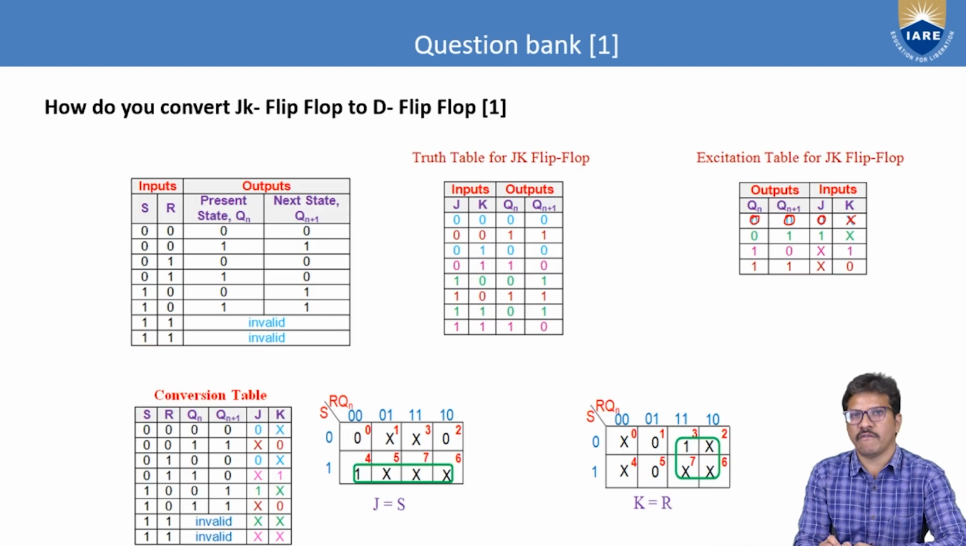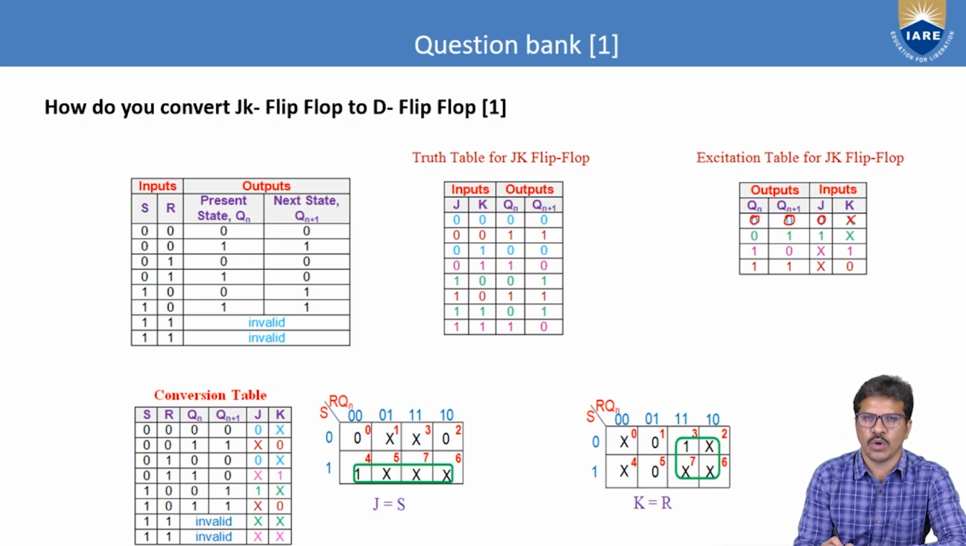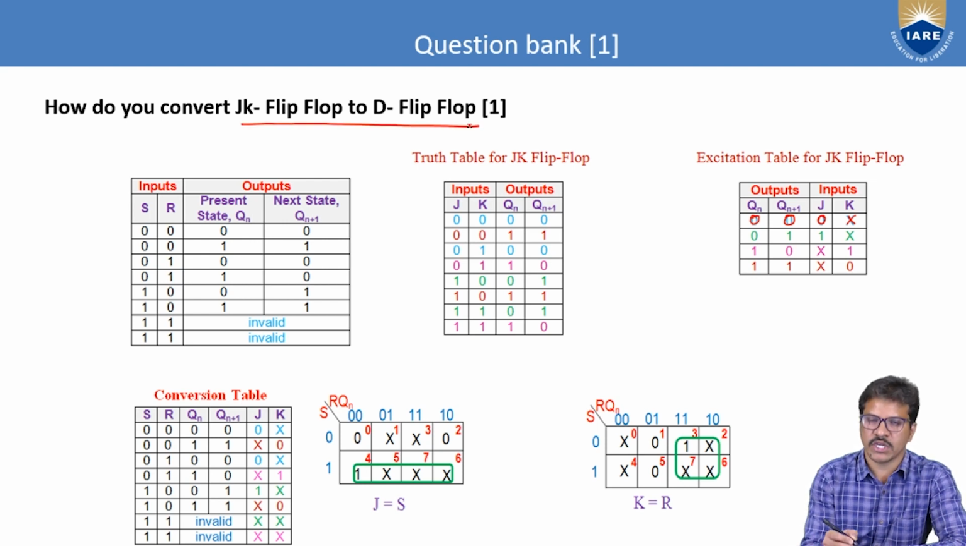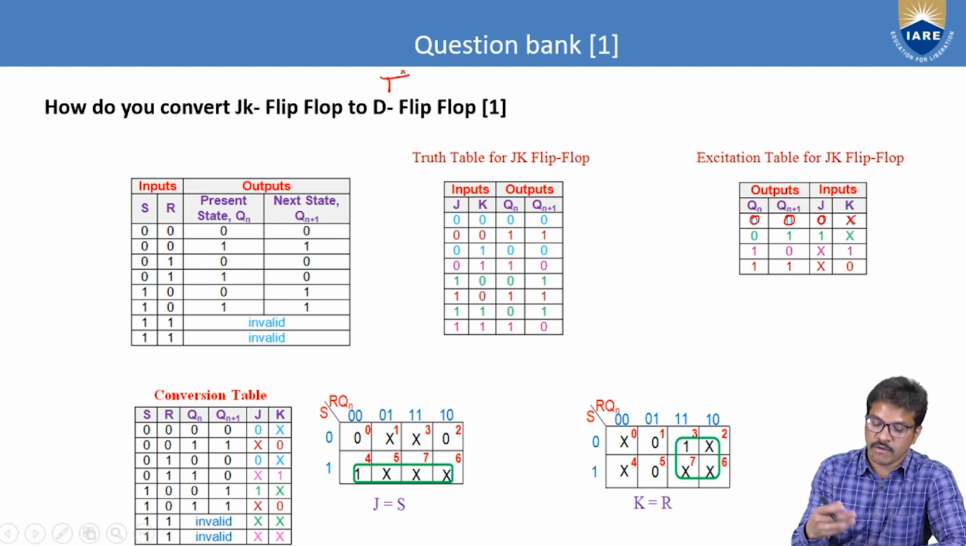Then the second type of question coming from this model is how do you convert a JK flip-flop to a D flip-flop? We can replace this question with any conversion. You can take JK to D flip-flop, or SR flip-flop. For example, I am taking JK to SR flip-flop. Otherwise, if I replace it with JK to SR, JK to D, JK to T flip-flop, whatever it is, we can take any flip-flop to any flip-flop.